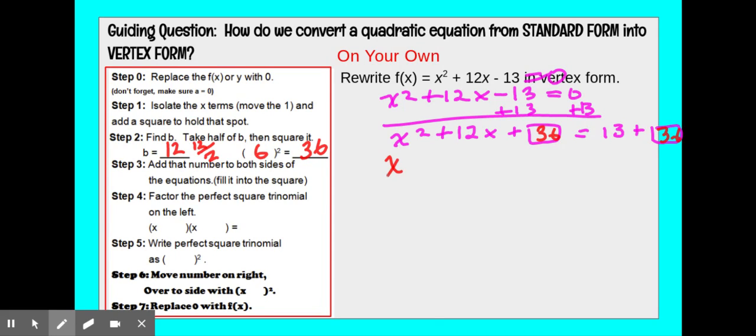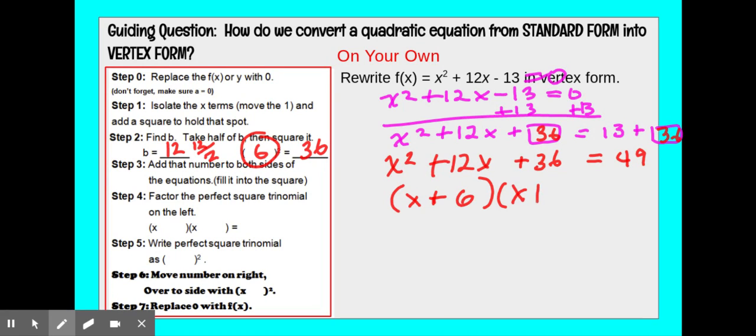Now I'm going to clean it up. x squared plus 12x plus 36 equals 13 plus 36, which is 49. Now I'm going to rewrite it in factored form. So x plus, remember, the 6 is the number in our factor. x plus 6 equals 49. Now I rewrite it with a squared sign, so it becomes a perfect square, equals 49.